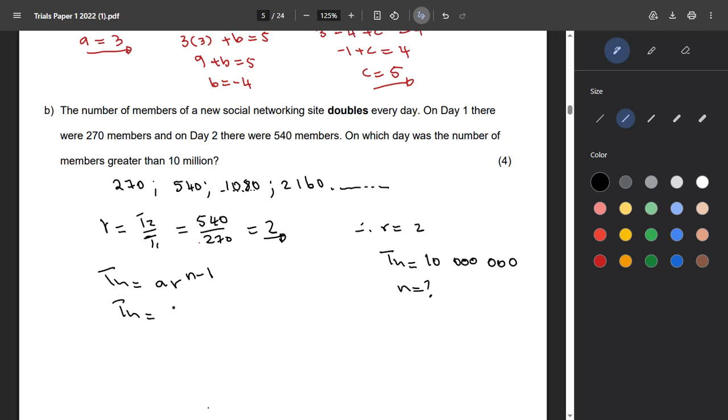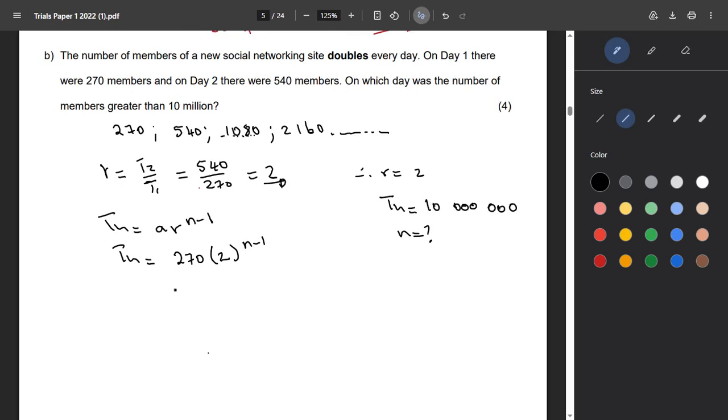What is your A? That's the first term of the sequence, 270. Inside the bracket, your R is 2. So inside the bracket, your R is 2 to the power N minus 1. So that's your general sequence. But we know what your Tn is. It's 10 million. Then this is 270 into 2 to the power N minus 1.